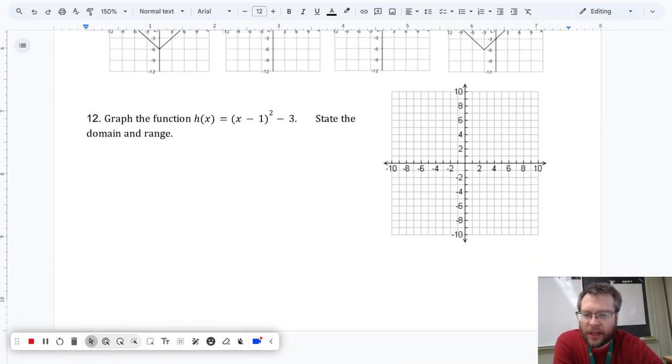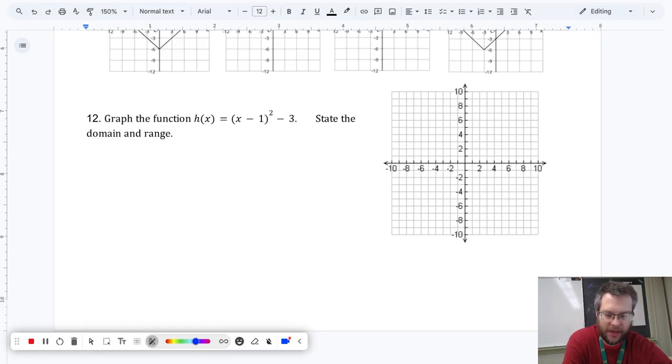Graph the function h of x equals (x minus 1) squared minus 3. Same sort of comment as I just made. If you have done a lot of this type of graph before, this is pretty much a routine problem, just like if I asked you to graph y equals mx plus b. You know the process, you just go through it. If you've never done one of these before, it's pretty tricky. So let's see what happens.